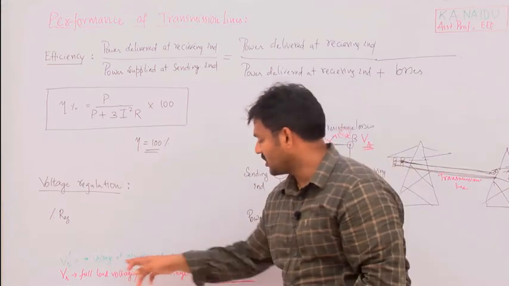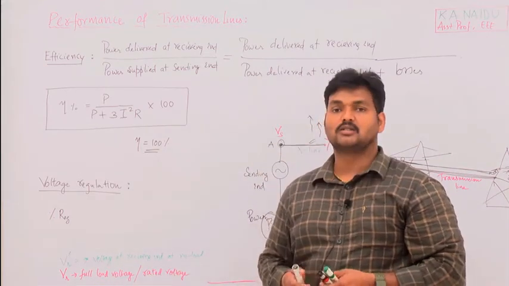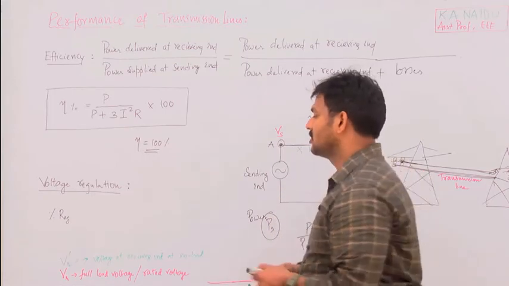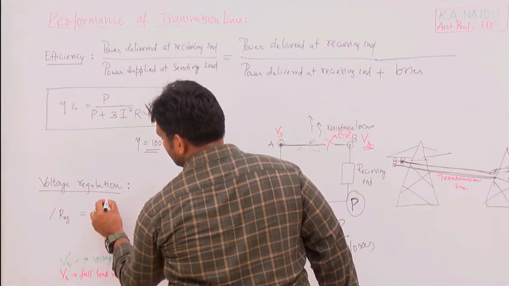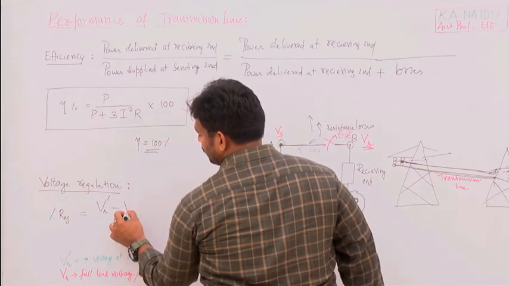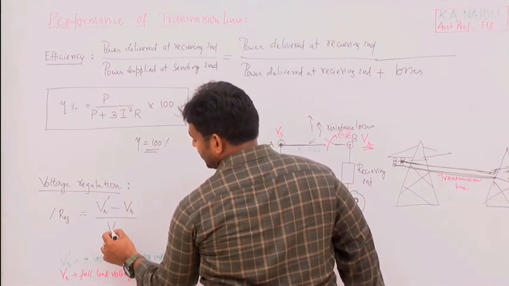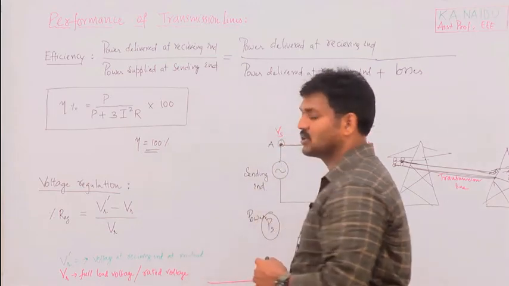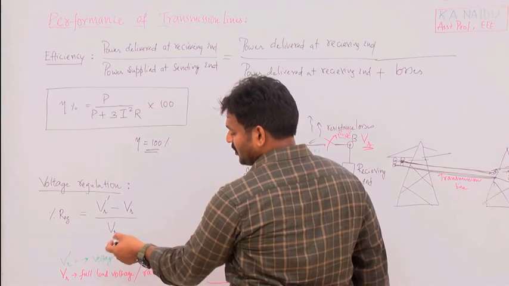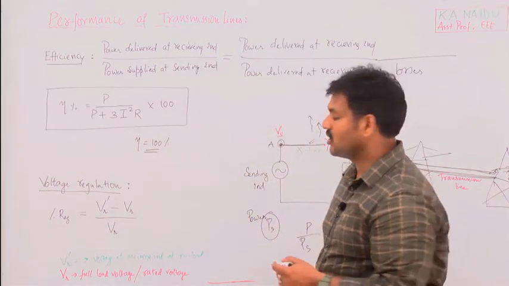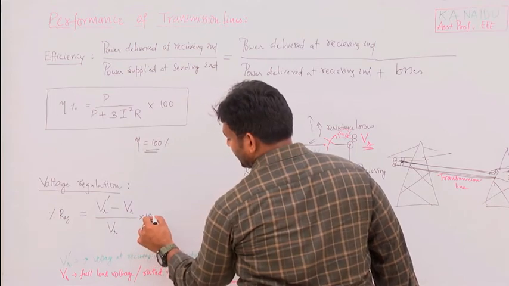So VR dash is the voltage at the receiving end at no load. VR is the full load voltage, or you can also call it the rated voltage. Therefore, voltage regulation is defined as the ratio of change in voltage from full load to no load when a load is suddenly removed, expressed as a fraction of rated voltage. So this change in the voltage at the receiving end upon VR is called voltage regulation. If you want it in percentage, you have to multiply with 100.